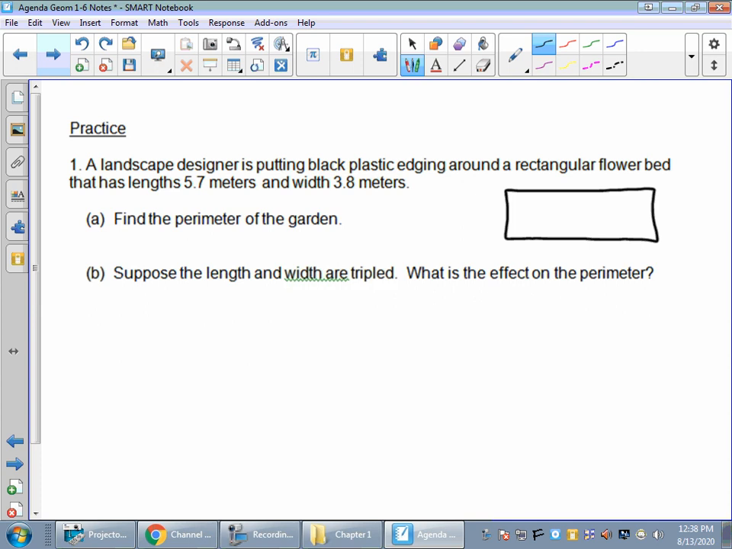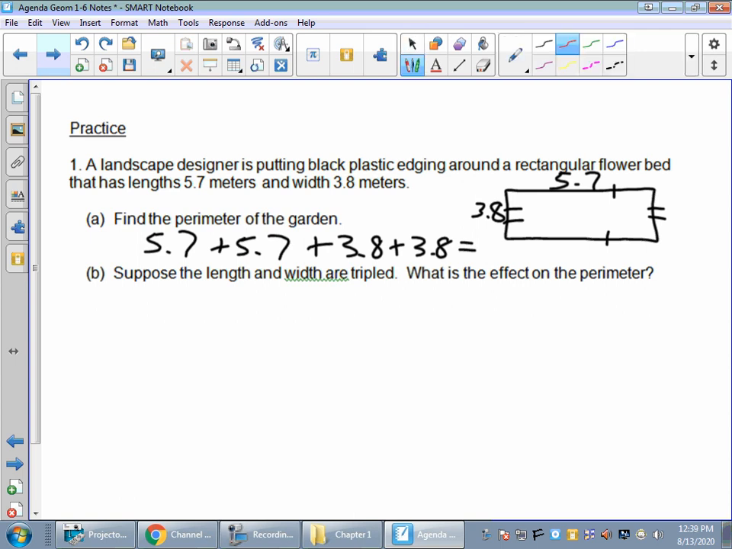All right, and then one side is a length of 5.7 and a width of 3.8. So we'll put 5.7 here and 3.8 here. Because it's a rectangle, we know that this side here is equal to this side, and the 3.8 side is equal to the opposite side as well. So when we find the perimeter, we're just adding all those up. So I've got 5.7 plus 5.7 plus 3.8 plus 3.8, and that'll give me the total perimeter. You can use your calculator and figure out that that is going to come out to 19 meters. We always label it because it's in meters, so 19 meters would be your perimeter.